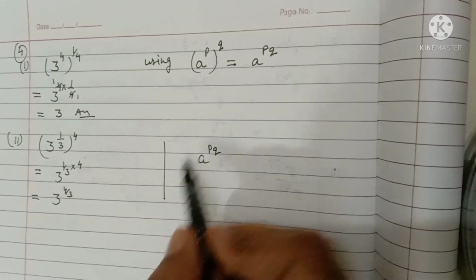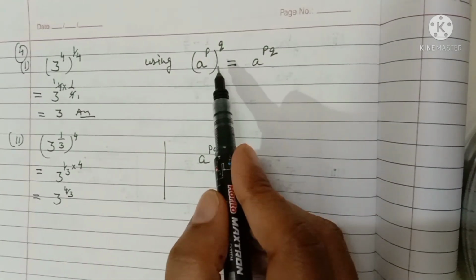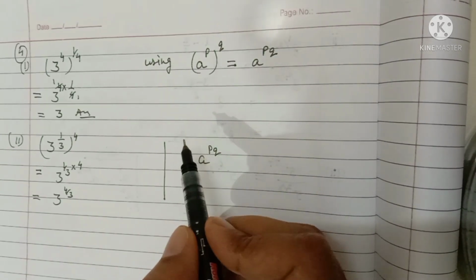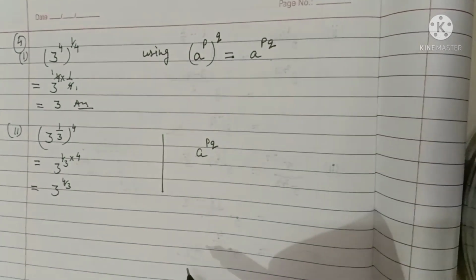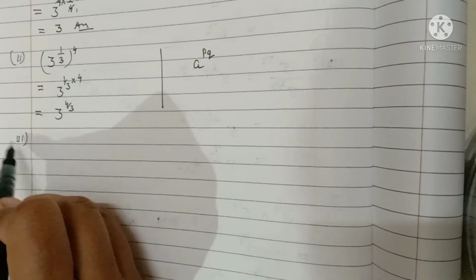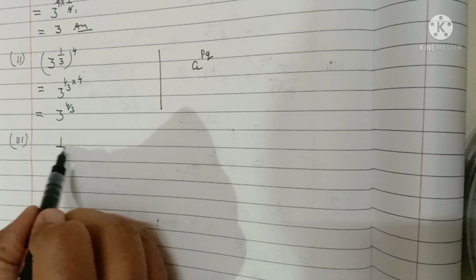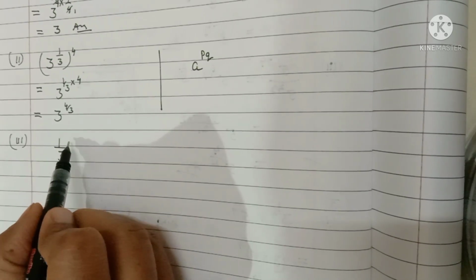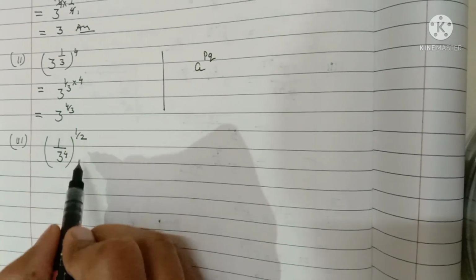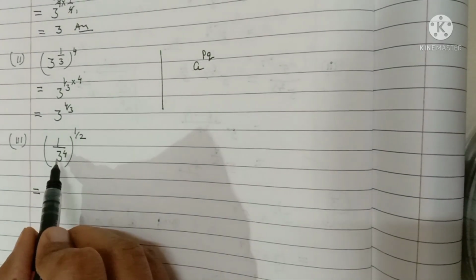Okay, same as we did in part 1. Now come to the third part. This is the third part: 1 upon 3 to the power of 4, whole to the power of 1 upon 2. So you can write it.